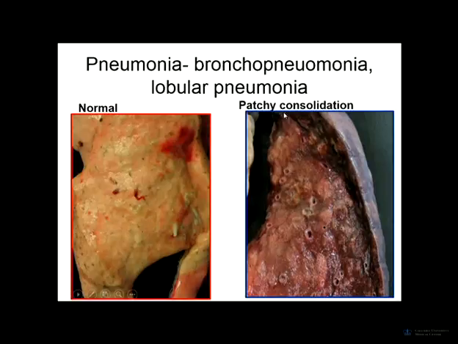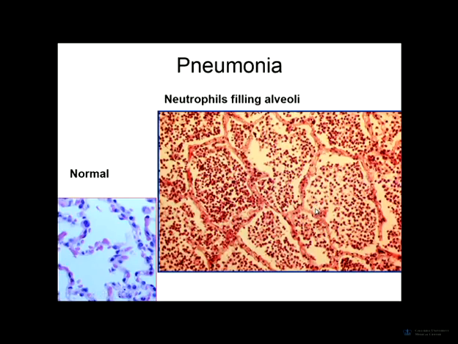In contrast, some pneumonias will be more patchy and won't involve an entire lobe, and we'll call that a lobular or bronchopneumonia. And the pattern is somewhat dependent on the pathogenicity of the organism and the host, but the histology is very similar between the two.